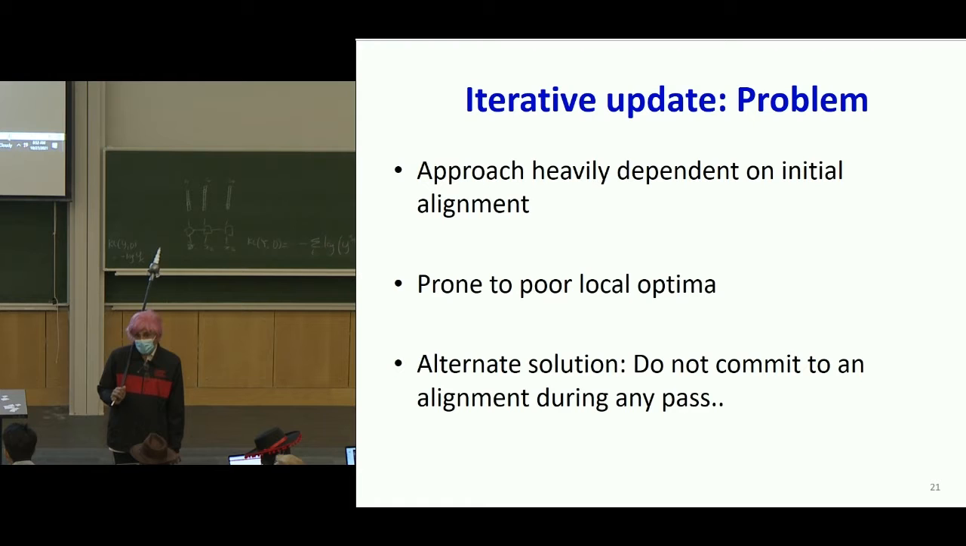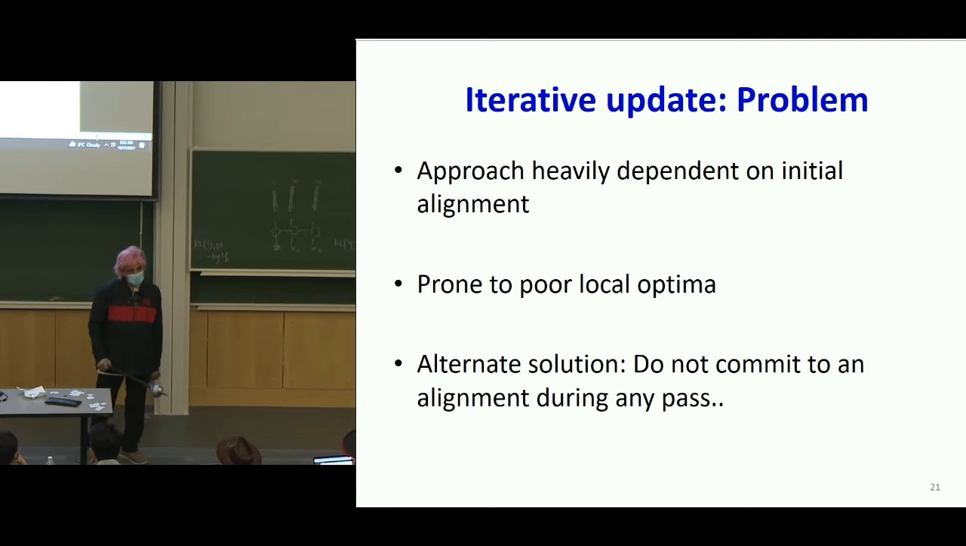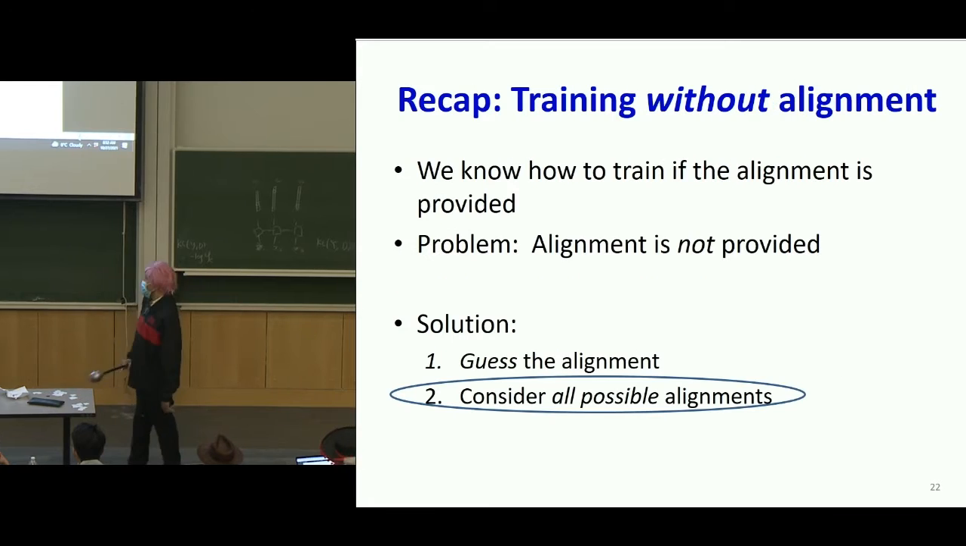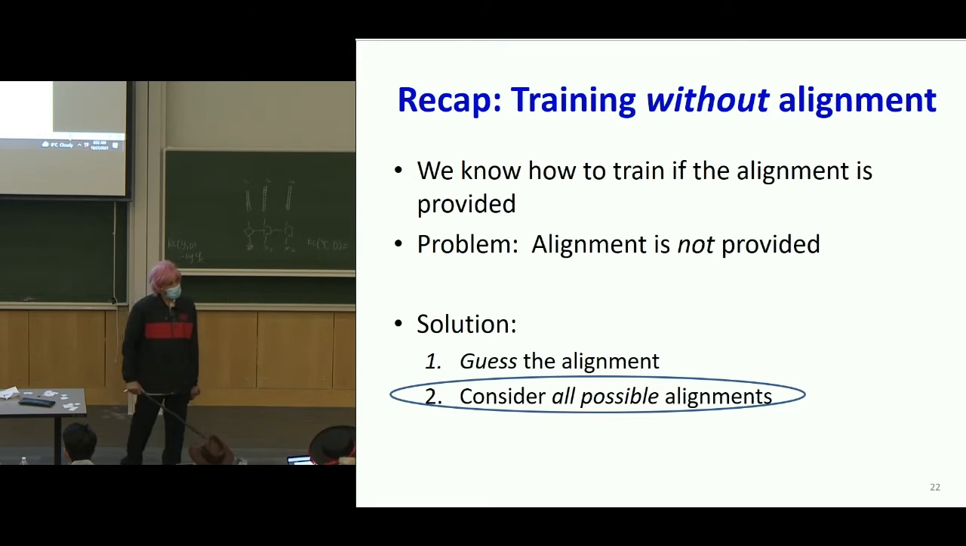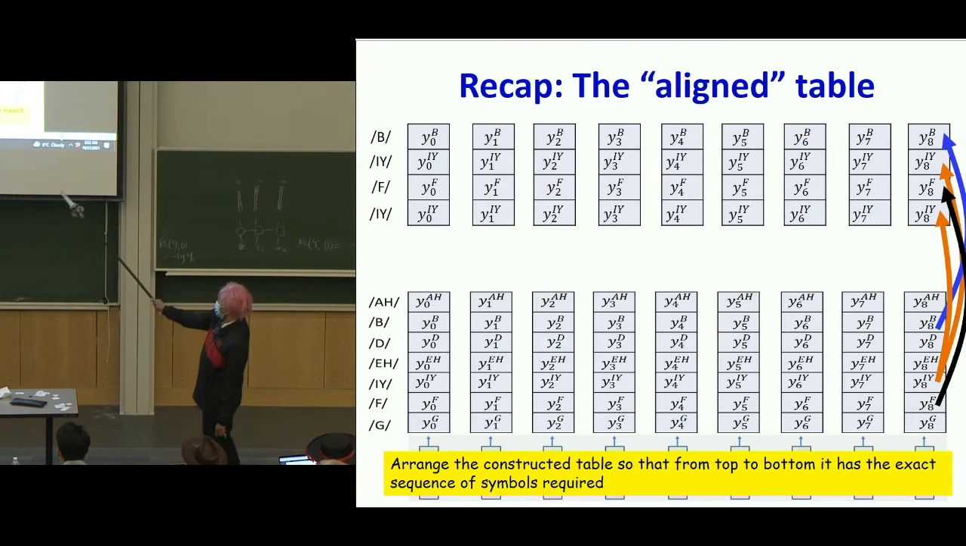So why do we need to commit to one alignment? Here's the alternative. Let's consider every single possible alignment when we're training the model. So what exactly do we mean by considering all possible alignments? First, remember what we did?